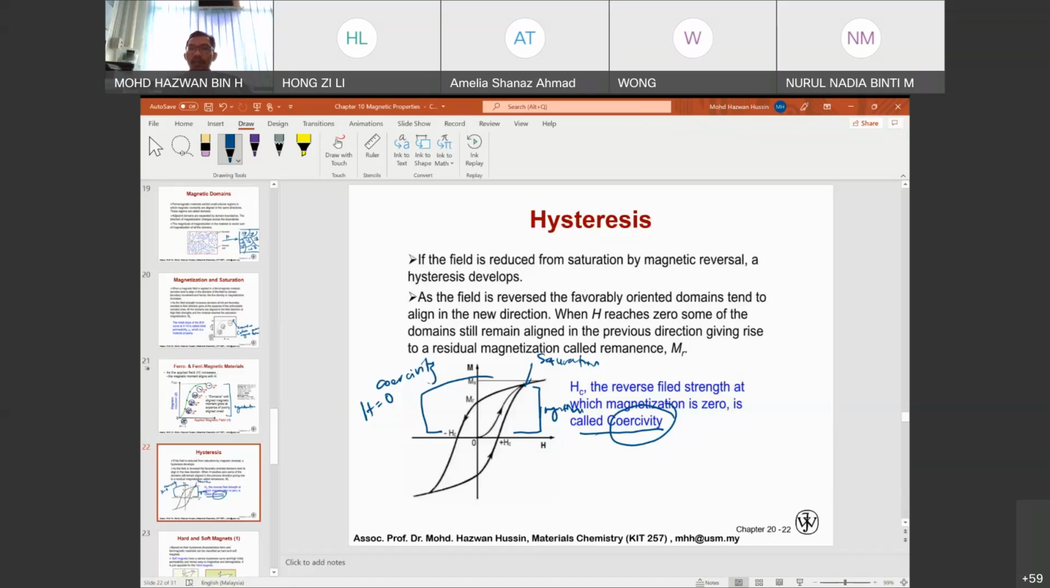If the field is reduced from saturation by magnetic reversal, a hysteresis will develop. As the field is reversed, the favorably oriented domains tend to align in the new direction. When H reaches 0, some of the domains still remain aligned in the previous direction, giving rise to a residual magnetization called remanence. So remanence is basically here. At H equal to 0, the value is not equal to 0. So you have some offset value, which is known as MR. So MR is actually remanence. If I say offset, maybe you can remember from your mechanical properties: when you have elastic and then plastic, plastic means permanent.